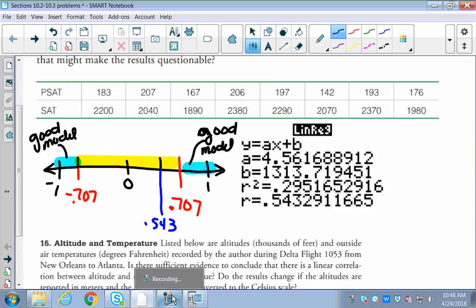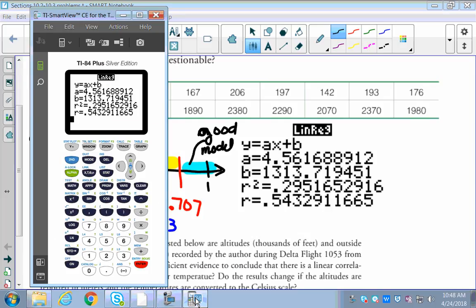That's just our test. But I want to use this so that we can, again, see it on our calculator. So if you bring up your calculator, go to y equals.